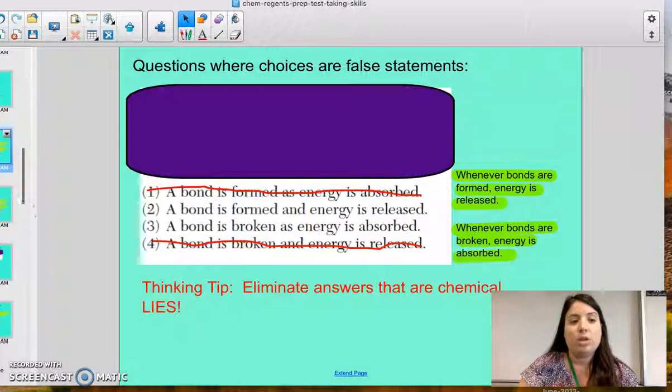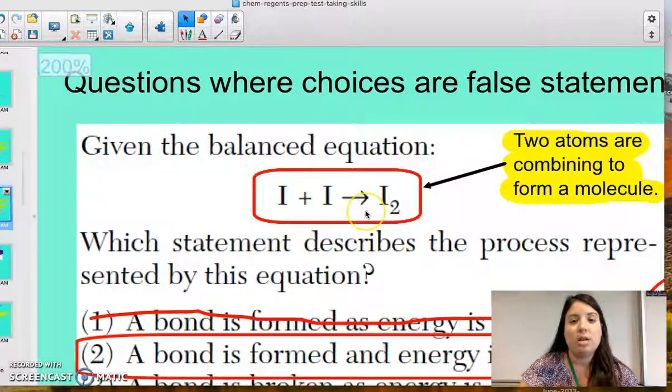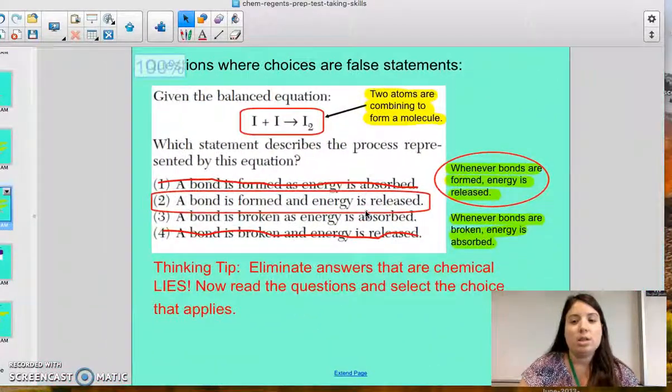At this point, we can now read the question and decide what's happening. So we can take a look here. Again, they said given this balanced equation, we've got two atoms of iodine that are currently separate on the reactant side, and now this implies that they are bonded together. So we recognize that this means that two atoms are combining to form a molecule. All right, so because a bond is being formed here, that makes the atoms more stable, so energy is released, so choice 2 is our answer.